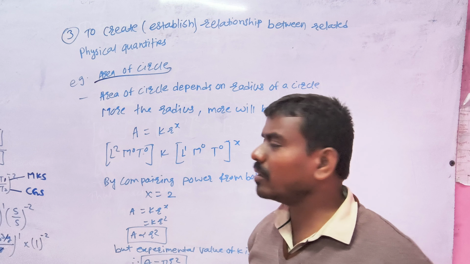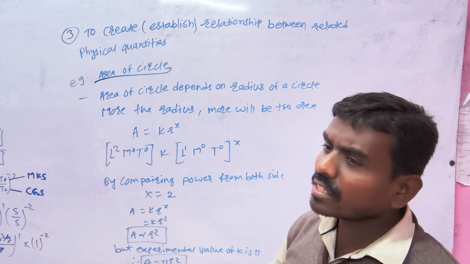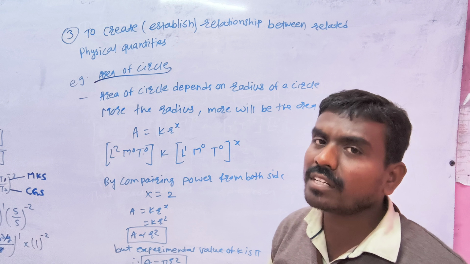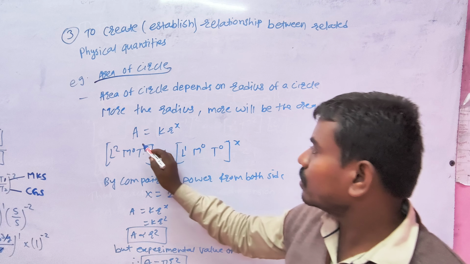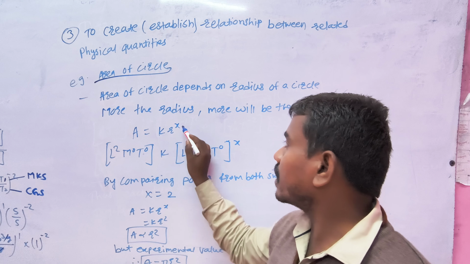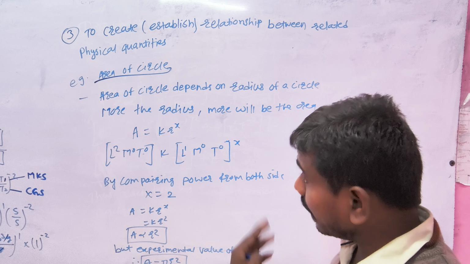Area of circle depends on radius. More the radius, more the area. Less the radius, less the area. So area is equal to k into r raised to x. We have to find x.